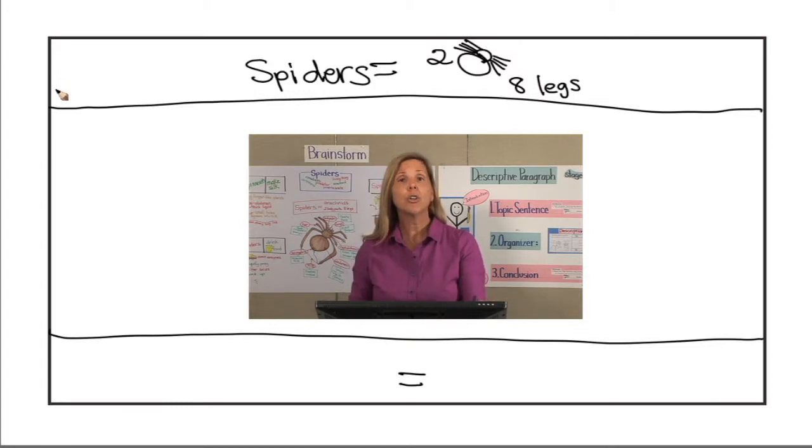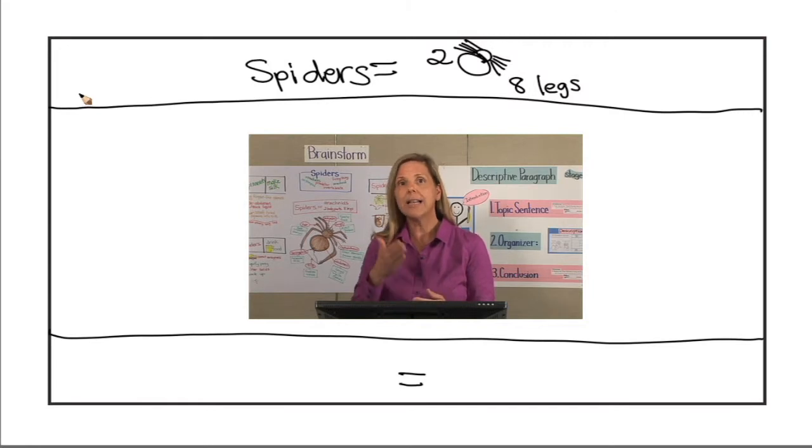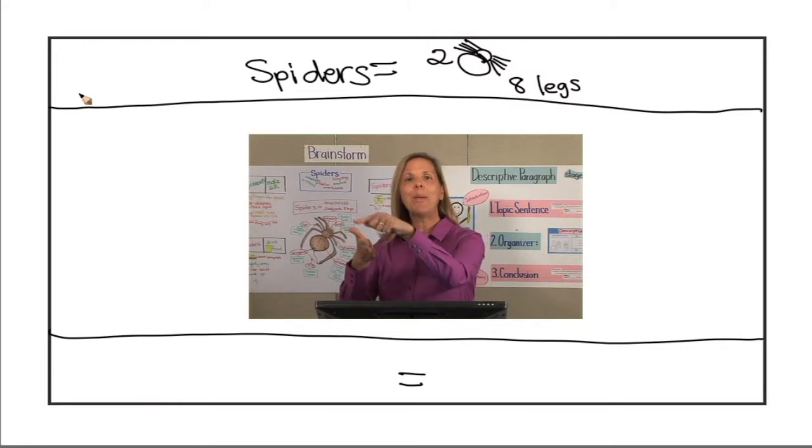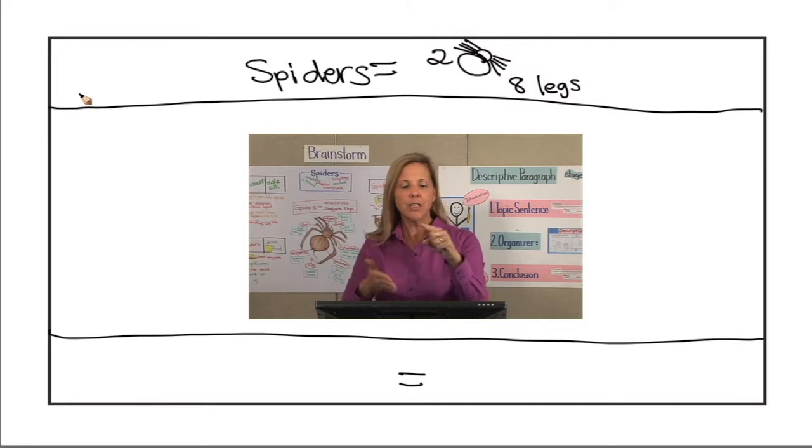We have our topic sentence. We've defined, we've given a big picture of what a spider is. Where are we heading now, everybody? Body. And what do we need to do in the body? We're going to use our hand sign as a memory device to help us remember how to fill in the body of the organizer. What's our hand sign? Draw a picture of our subject. So we will draw a picture of the spider.